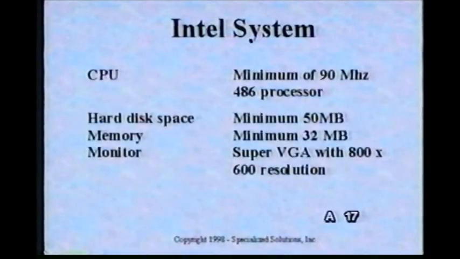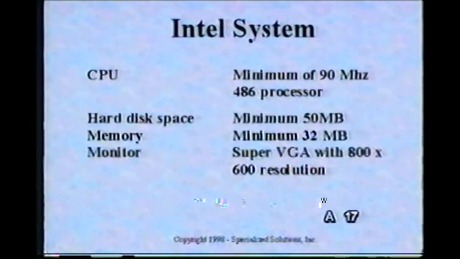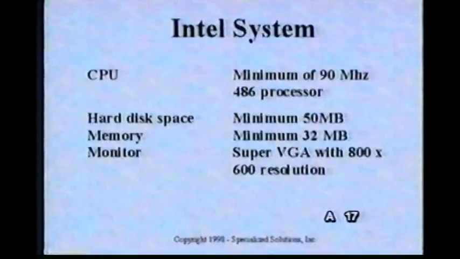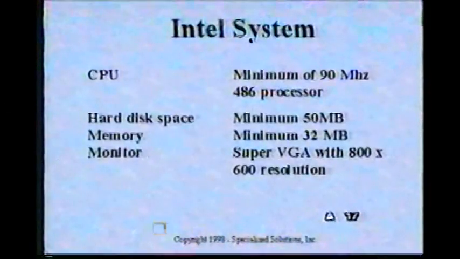We talked a little bit about the software requirements, needing the service packs, etc. But with the hardware requirements, you really need to pay attention to those as well. Microsoft has outlined the minimum hardware requirements for an Intel-based operating system: the CPU needs to be at least 90 MHz and at least a 486 processor. Now, keep in mind, these are minimum requirements. These are not optimal requirements.